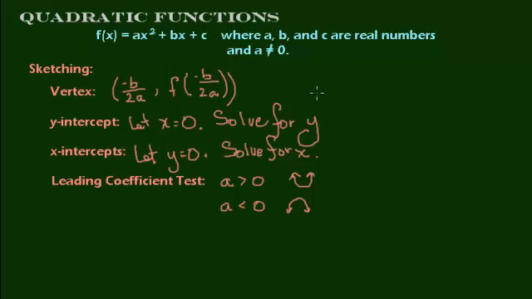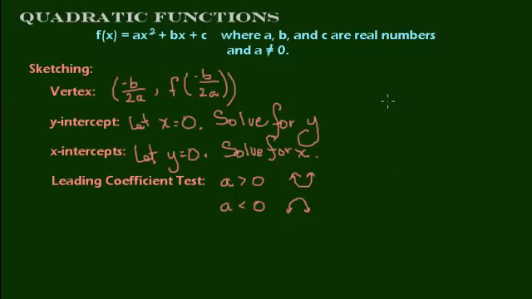Okay. We're going to sketch these quadratic functions, and these are the basics of sketching. We're going to find the vertex. We are going to find the y-intercept, the x-intercept, and then we're going to use the leading coefficient test to give us an idea of what it will look like.